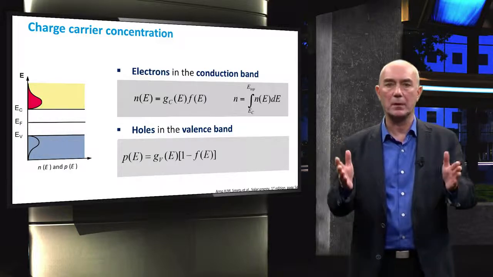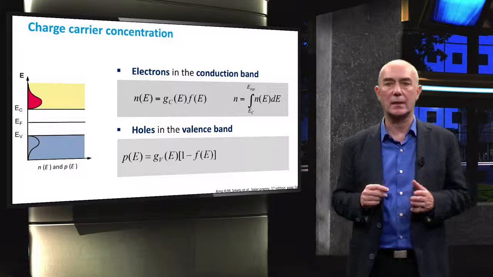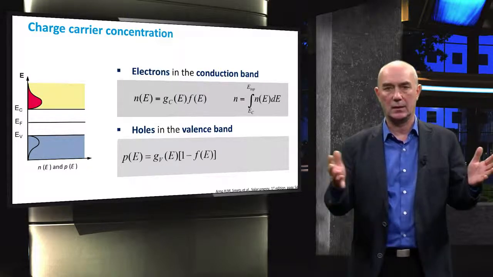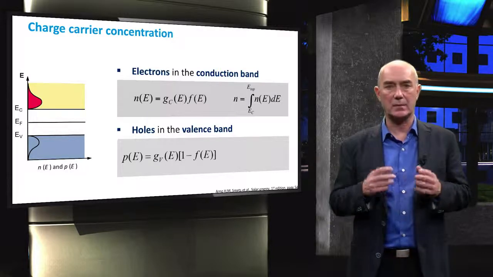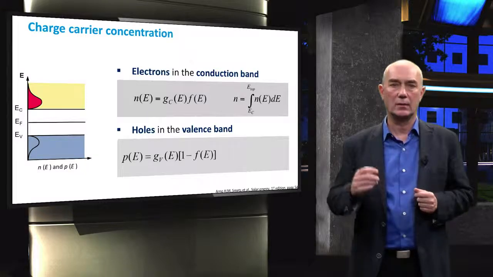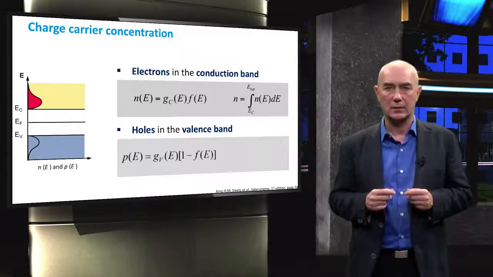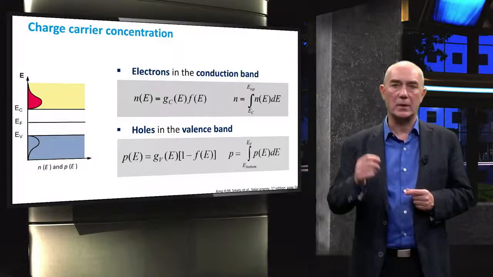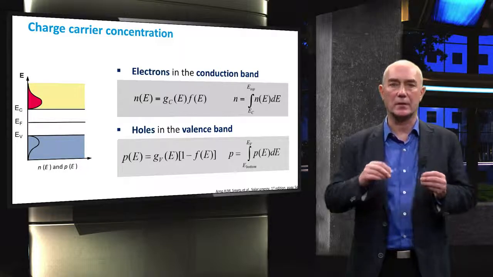However, remember that holes are simply the missing electrons at given states in the valence band. Therefore, we have to multiply the density of allowed states by 1 minus the occupation function to find out which states are unoccupied. Again, we can integrate this product to obtain the total number of holes in the valence band.